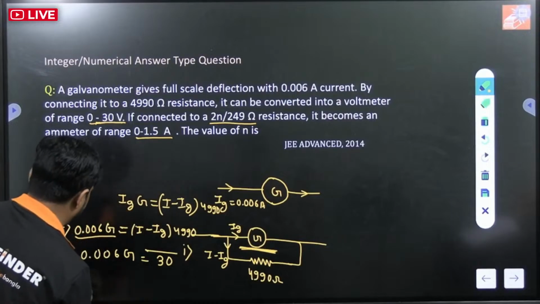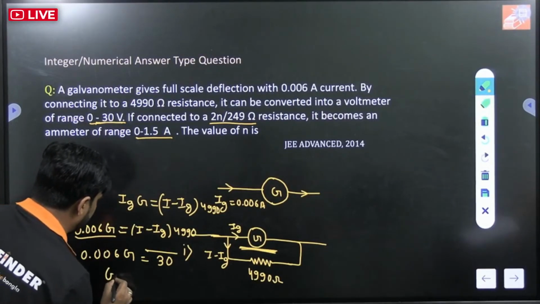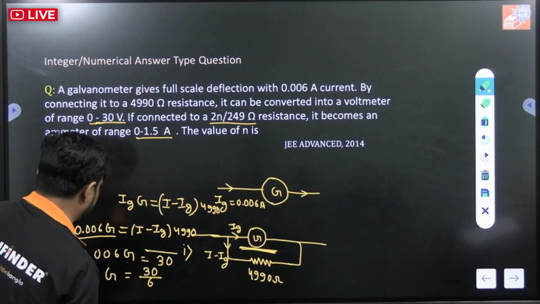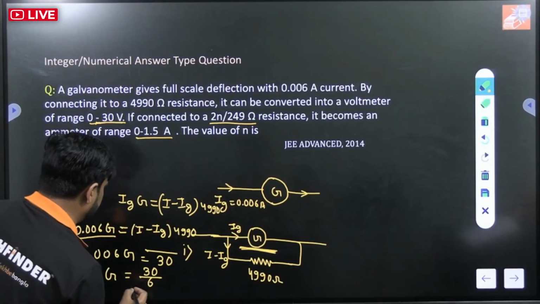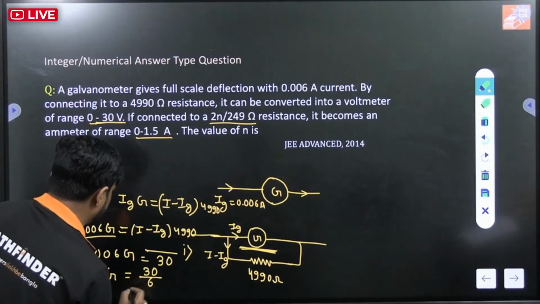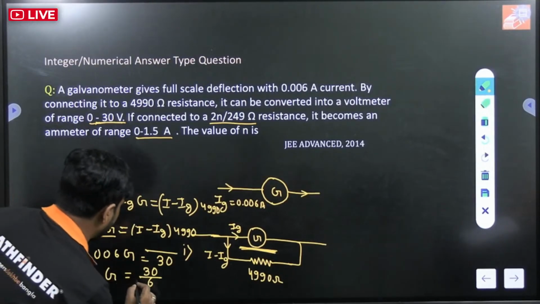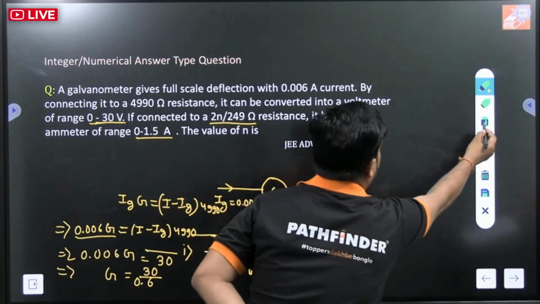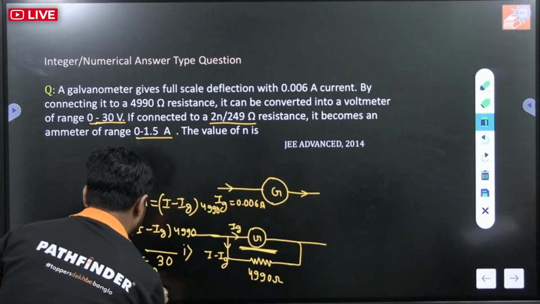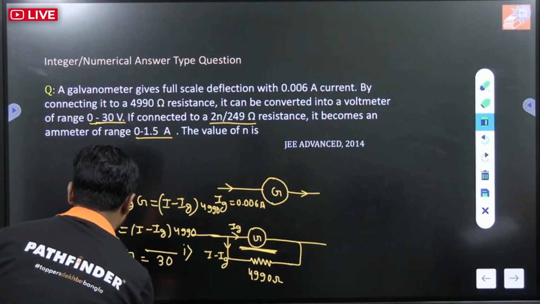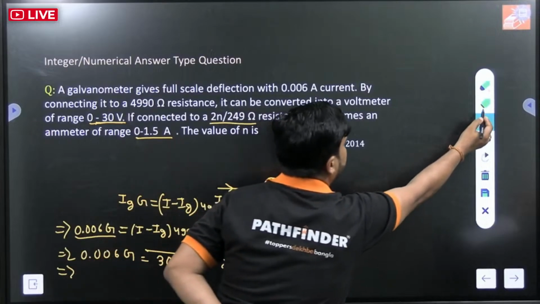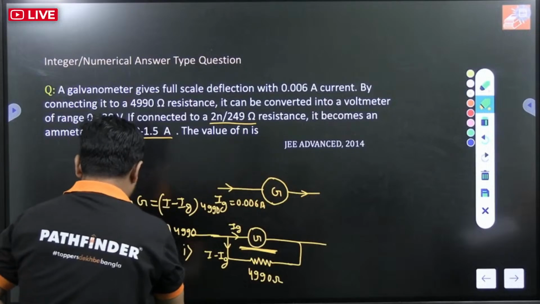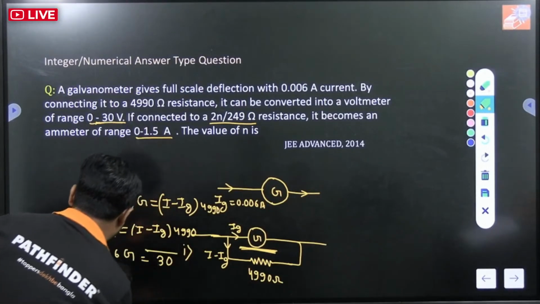यस 30. तो यहां से क्या जी का वैल्यू निकल आएगा? सो जी इज इक्वल टू 30 डिवाइडेड बाई 0.006. G is 6 by 1000. यहाँ पे लिख लो 6.